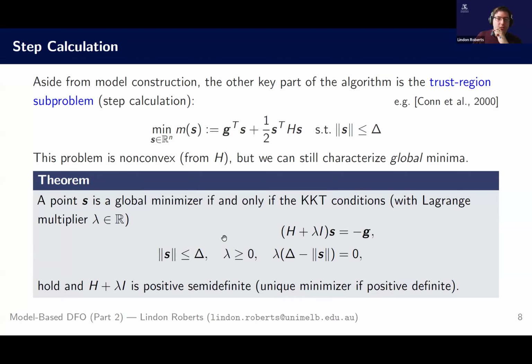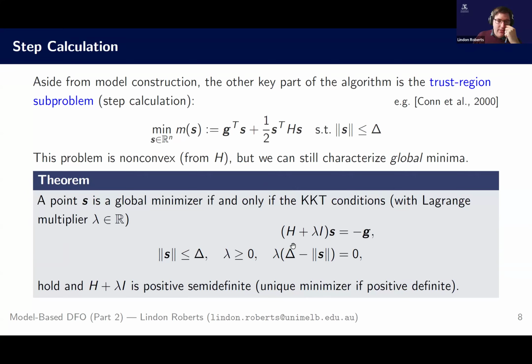You need feasibility, you need dual feasibility, so lambda has to be greater than or equal to 0, and complementarity, so either lambda is 0 or the norm of S is equal to delta. So either lambda is 0 or you're on the boundary. So those are the KKT conditions, so you definitely need those.